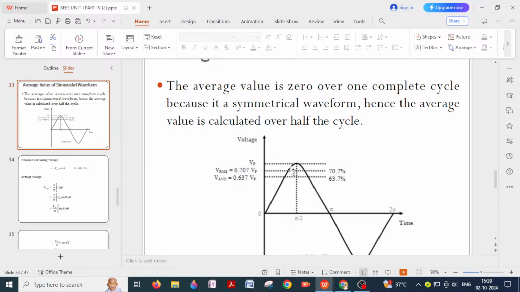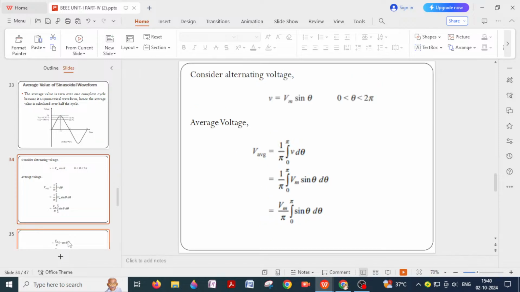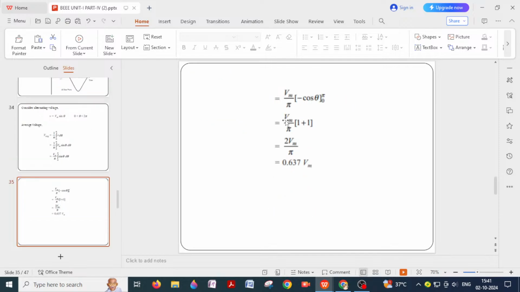Now you can simplify this integral part. As I vary the slides, all of you can note it down in your notes. Now just simplify that integral. You will get minus cos theta, with limits 0 to pi. Just substitute those limits here. You will get Vm by pi times 1 plus 1, so 2 Vm by pi. So the average voltage for a sinusoidal waveform is 2 Vm by pi.